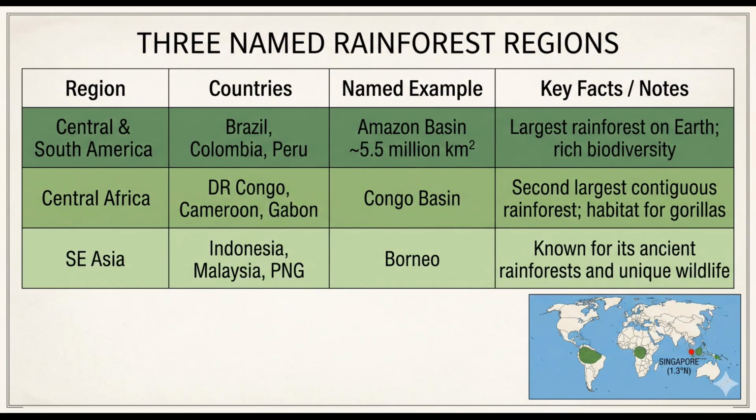So which specific regions are we talking about? 3 main areas. First, Central and South America, dominated by the Amazon basin in Brazil, the world's largest tropical rainforest at approximately 5.5 million square kilometers. Second, Central Africa, the Congo Basin in the Democratic Republic of Congo, the world's 2nd largest. Third, South and Southeast Asia, Indonesia, Malaysia, Borneo, and Papua New Guinea.